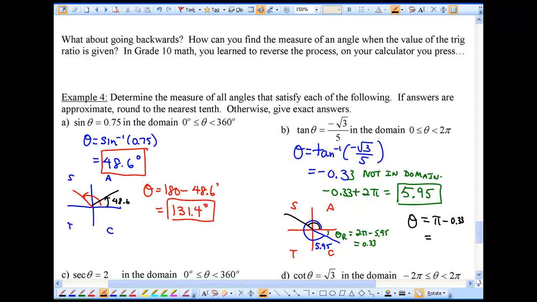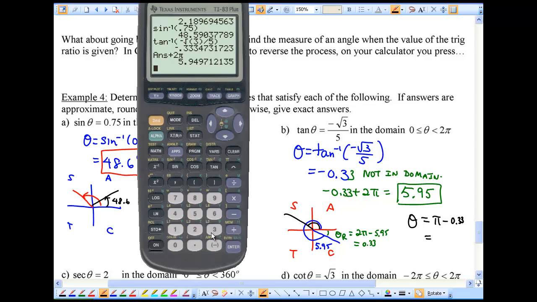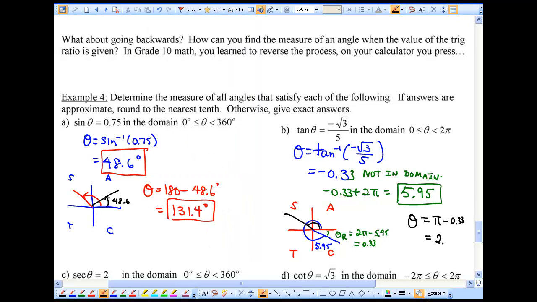And what's that? 3.14 minus 0.33. Something like 2.87 or 2.81. Okay, so there's your other answer. 2.81. Ta-da! Okay. I think those are a review.